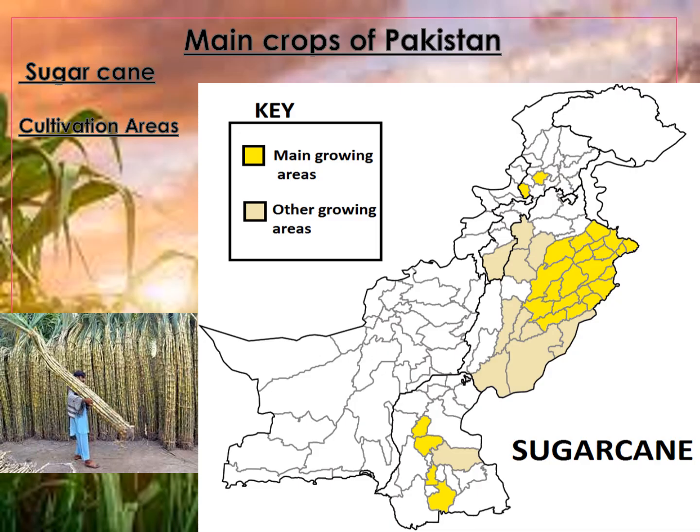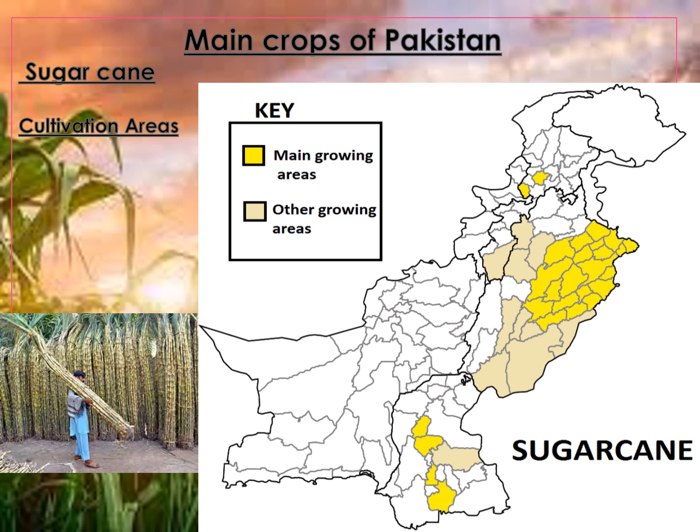And the last main crop of Pakistan is sugarcane. It is one of the most important and widely used crops of Pakistan. It is used to make sugar, brown sugar, and gur. It is a kharif crop and is planted in April to June and harvested in October to November.